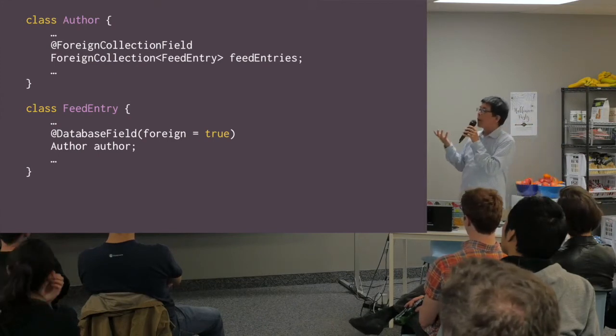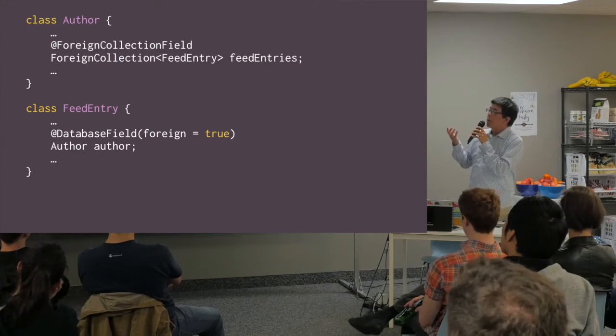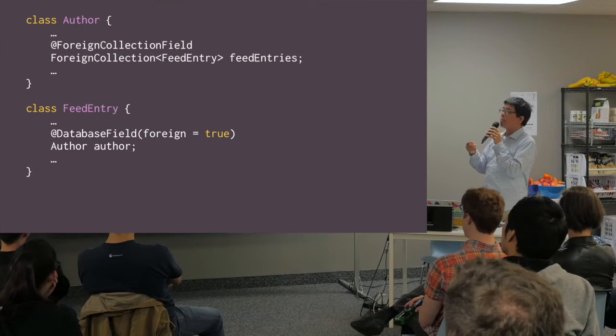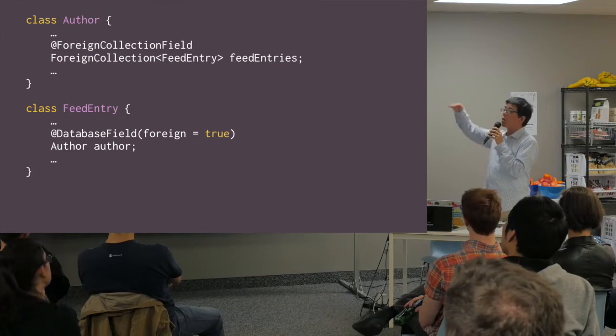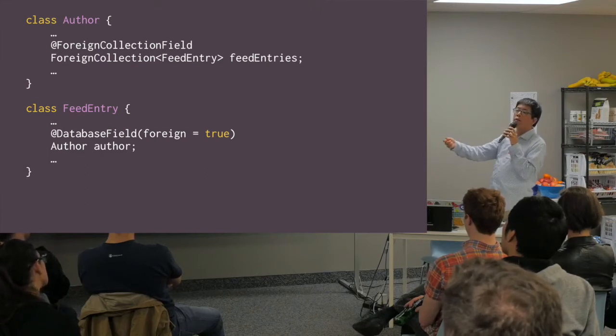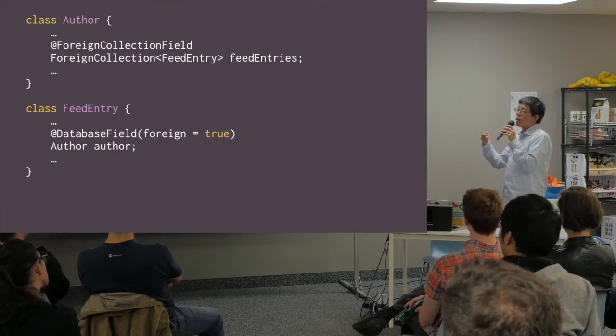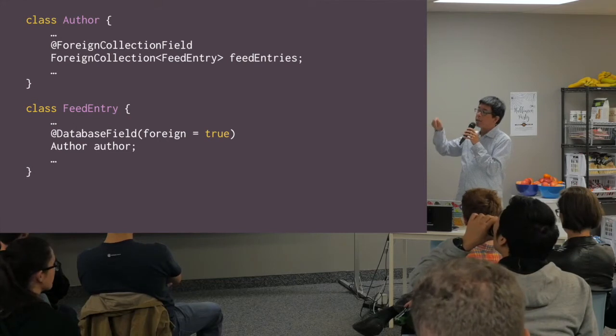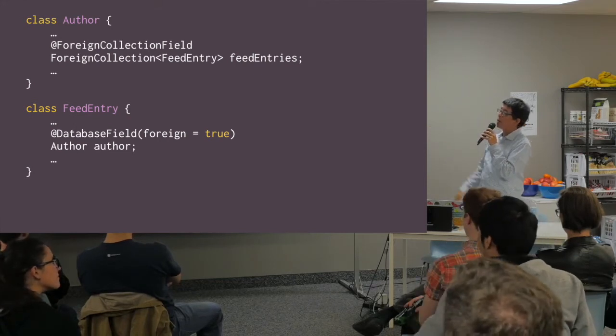So suppose we have the association that every feed entry, every article is written by an author, and the author has attributes like name, email, age, whatever. And we want to model this relationship so that every time we fetch a feed entry from the database, we can also look up details about the author.